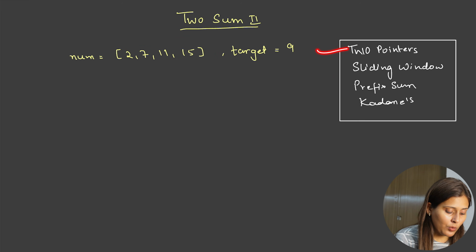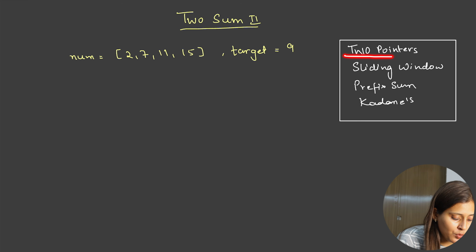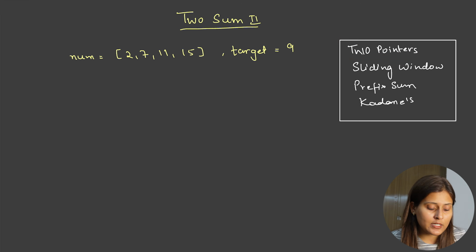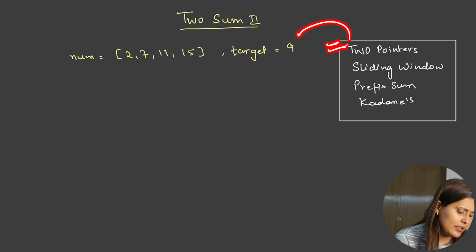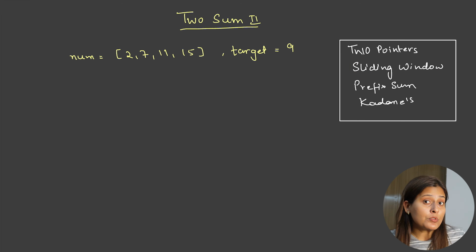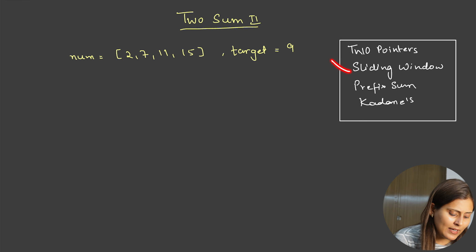So 4 patterns we know: two pointers, sliding window, prefix sum and Kadane. Okay, two pointers we know whenever we need two pointers starting from the first index and last index, this can be used here. Second one is sliding window. Sliding window we always use when we want a continuous subarray or continuous window, correct? Here in this case we don't need such a subarray or window. Okay, so we can ignore this one.